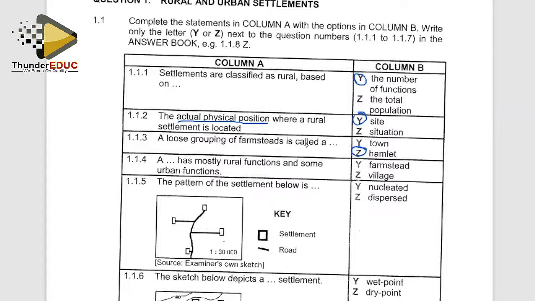A dash has mostly rural functions and some urban functions. Mostly rural functions and some urban functions, that is a village. We might also tend to find that we have some typical functions in a rural village, which are typically found also as part of urban functions. For example, we might find a primary school in a village. It is also found in an urban area. Right, then we move on to question number 1.1.5.